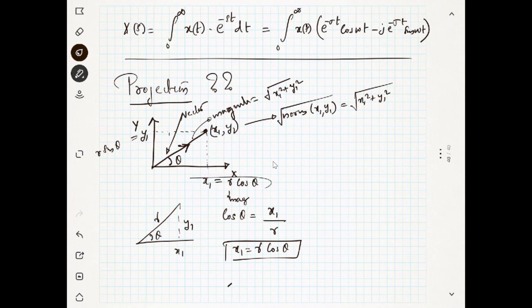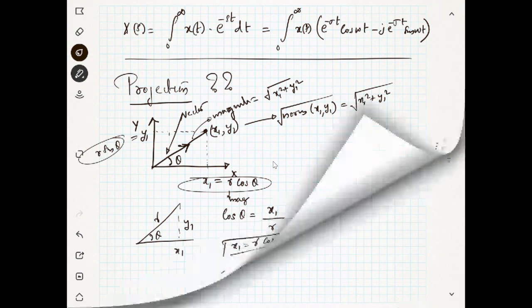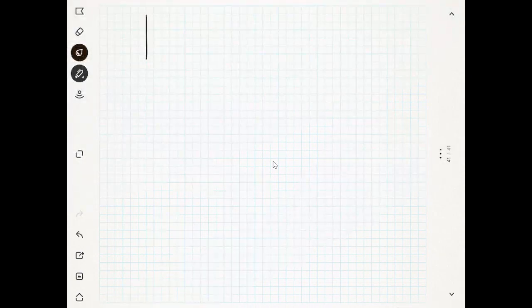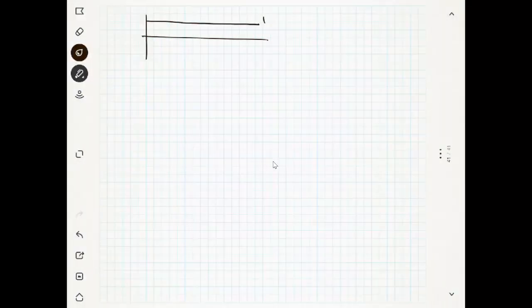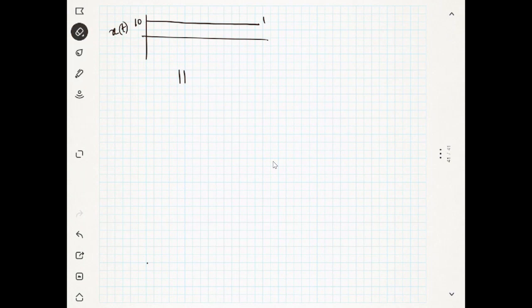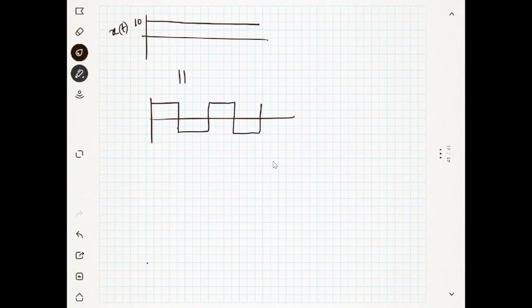Similarly, you can represent a signal in terms of another signal. For example, you have a signal which is always 1. This is your signal x of t. You can decompose the signal. Let's say this is 10, not 1, it is 10. You can decompose the signal like this: you have a signal like this, plus another signal which is just opposite.